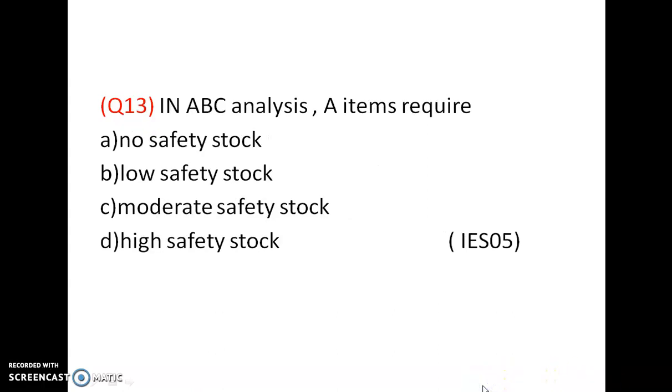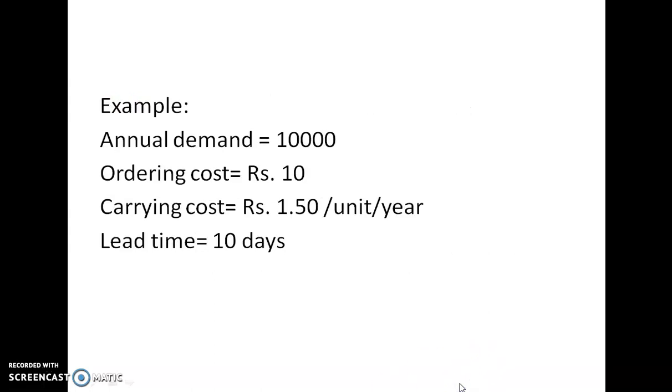Next question: in ABC analysis, A items require no safety stock, low safety stock, moderate safety stock, or high safety stock. A items are costlier items, so they require low safety stock. Answer is B. Next one, a small problem.